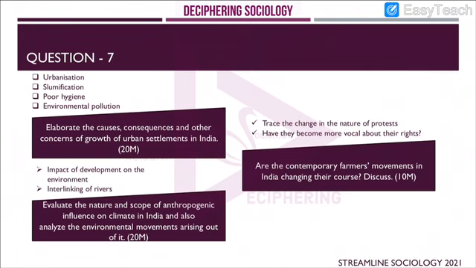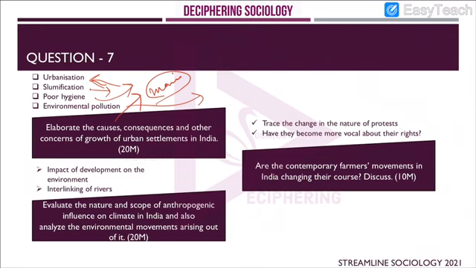Question 7. Elaborate the causes, consequences and concerns of growth of urban settlements in India. Causes you can write about. People move to other places because of marriage, employment, and how this leads to urbanization or rapid expansion of urban settlements. It also leads to slumification, poor hygiene, environmental pollution, and affects the health of the people.